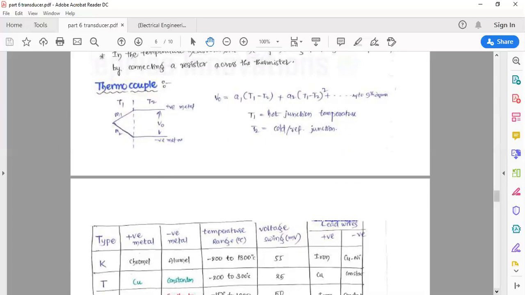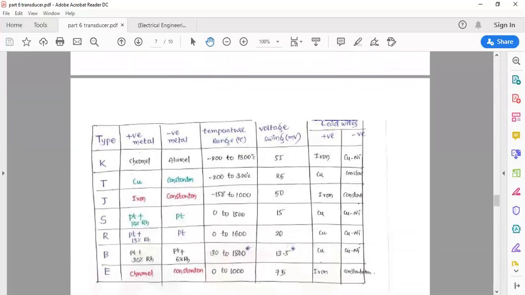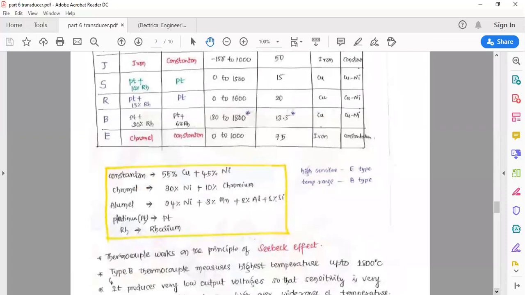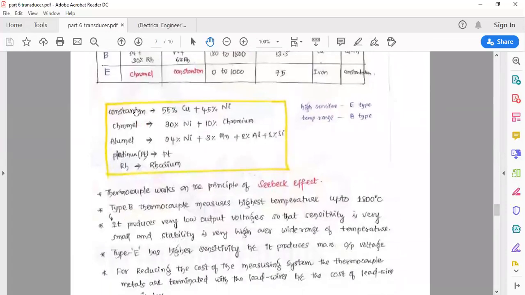There are various types of metal which are used as positive and negative metal. This is the list of positive and negative metals, and this is the voltage swing for these metals, and what types of connecting wire we use for these metals is shown in this table. Please go through this, and this table is very important from the objective point of view. And this shows the composition of various metals which are used for the connecting wires, that is constantan, chromel, alumel, platinum, and rhodium. It is highly sensitive for E type, and the temperature range is for B type.